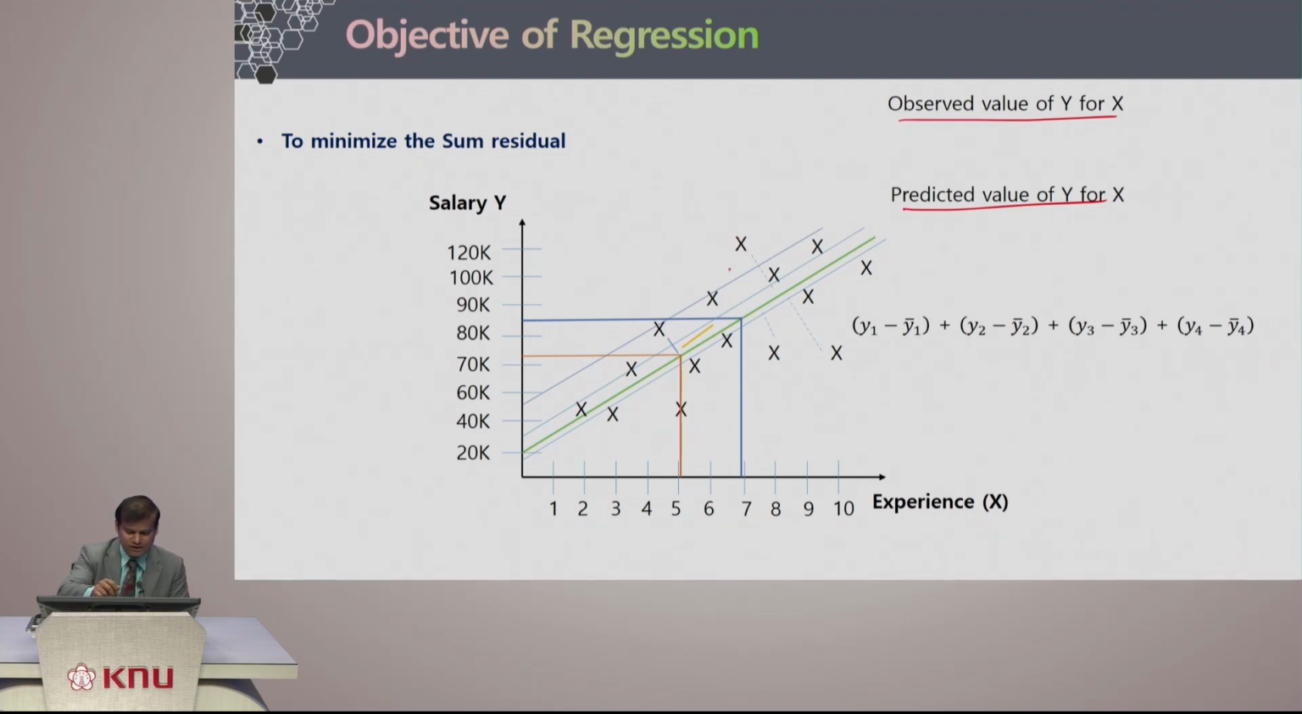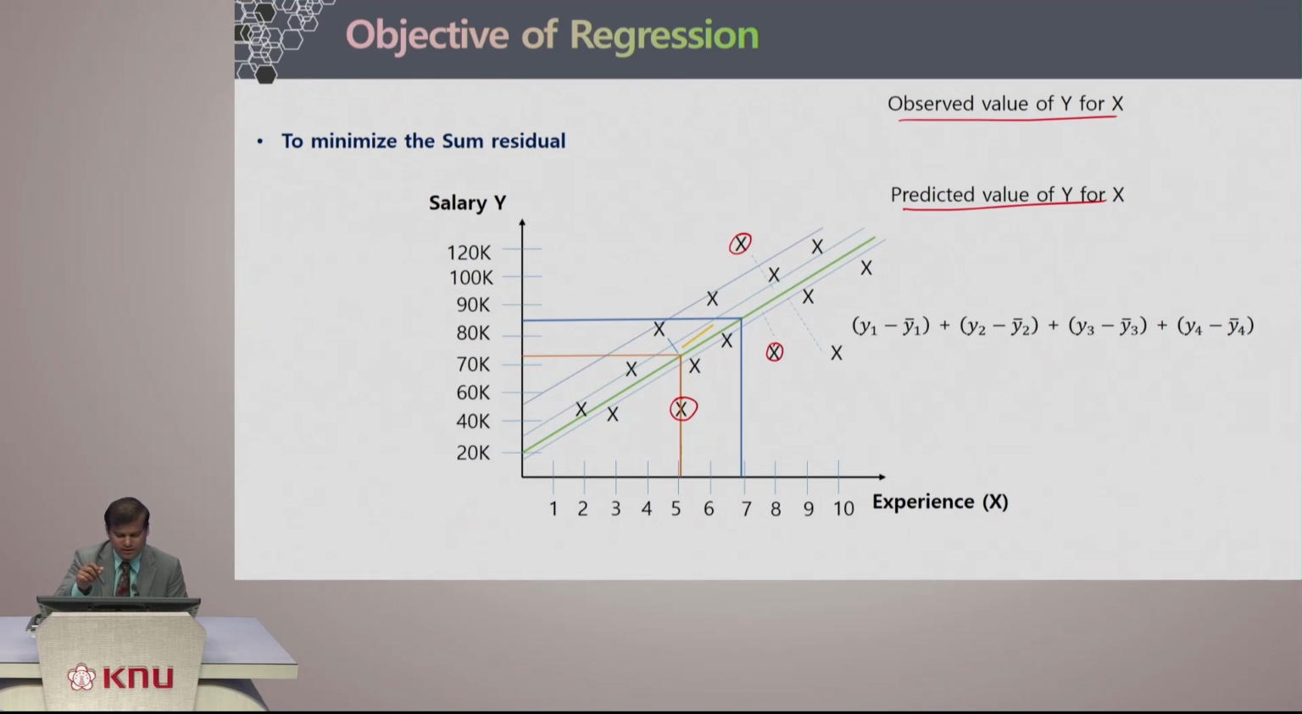For example, this is an observed value, here is an observed value, here is an observed value. These are all the observed values. And what is the predicted value? The predicted values are those which are crossing the line. These are the predicted values.